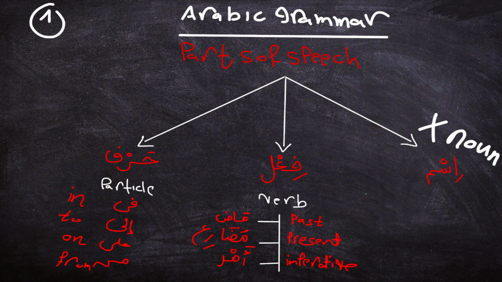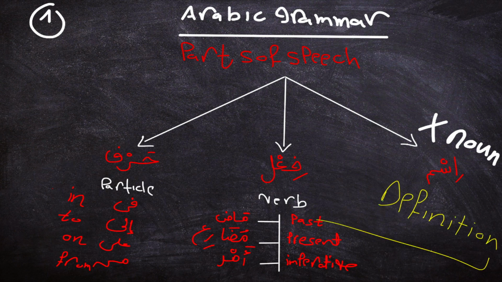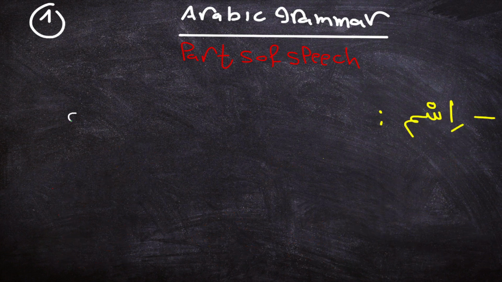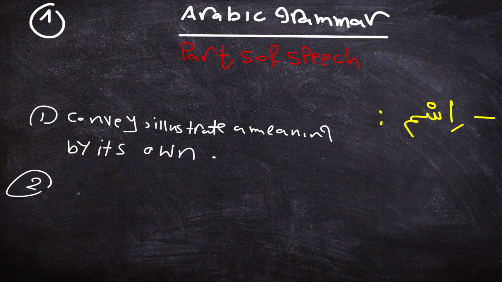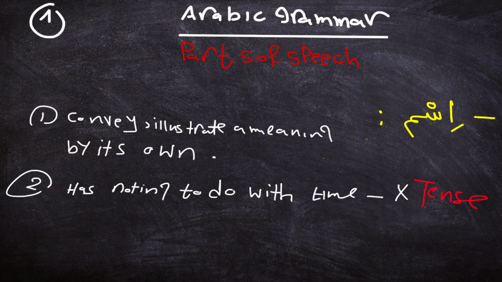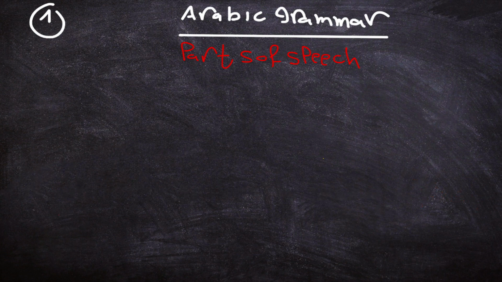To completely understand what is ism, fi'al, or harf, you have to look at the definition, how Arabic scholars defined each word in Arabic long ago. Ism is the word that gives us a complete idea and meaning about something, and it doesn't need any help from any other word to complete the meaning in your mind. It has nothing to do with time. So, the word doesn't mean that any action happened in the past or in the present or at any time.